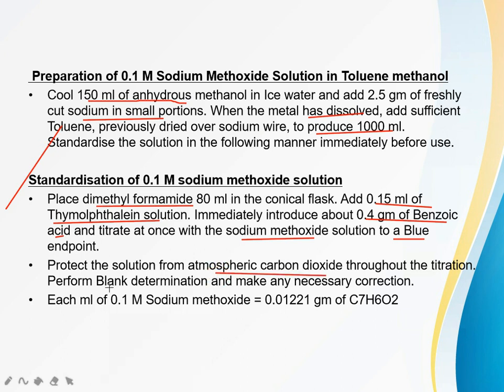After the titration, you have to go for the blank determination by omitting the sample. For the calculation, each ml of 0.1 molar sodium methoxide is equal to 0.01221 gram of C7H6O2, that is benzoic acid. During the blank determination, you have to omit the sample. The sample will be the benzoic acid. Without this benzoic acid, you have to take all the other dimethyl formamide and thymolphthalein solution and then titrate with the sodium methoxide until you get a blue color as the end point.